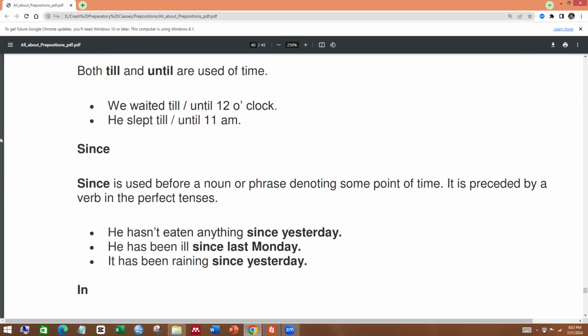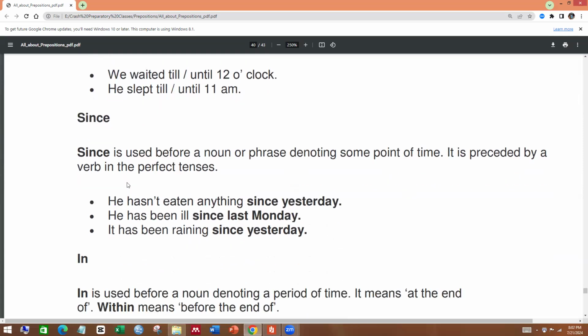Since is used before a noun or a phrase denoting some point of time. It is preceded by the verb in the perfect tense. He has not eaten anything since yesterday. Since is a point of time, so whenever we have to give an expression where a point of time is shown, we use it.